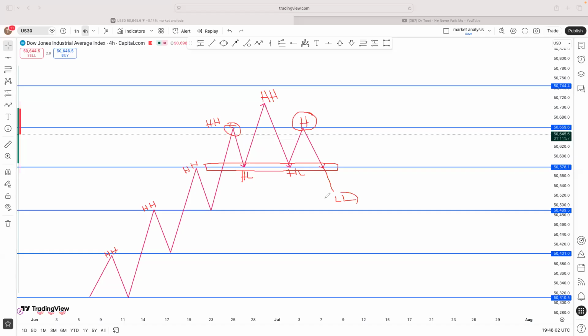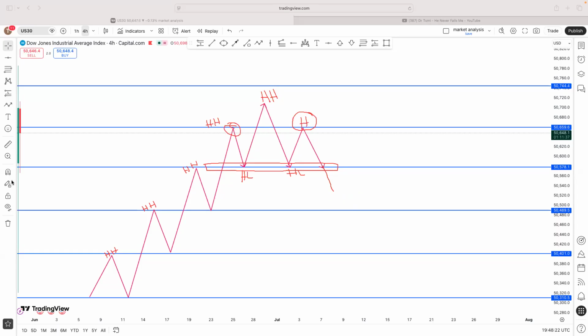I don't know if I'm making sense. So this is the left shoulder, this is the head, and then this is the right shoulder. So it is incomplete. It is called a head and shoulder. This is a reversal pattern.